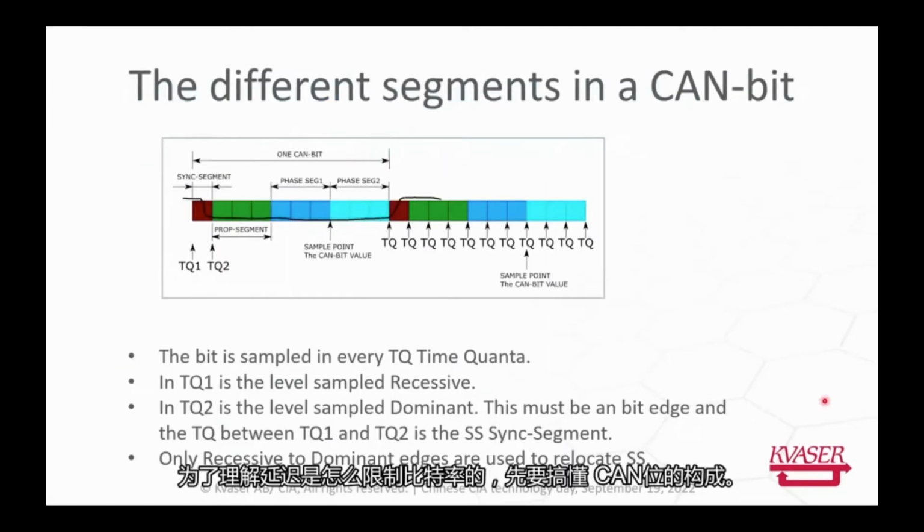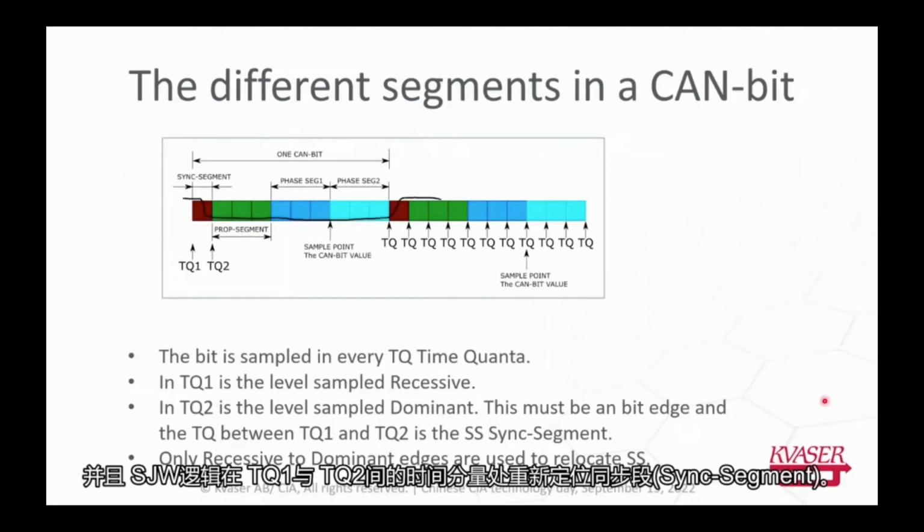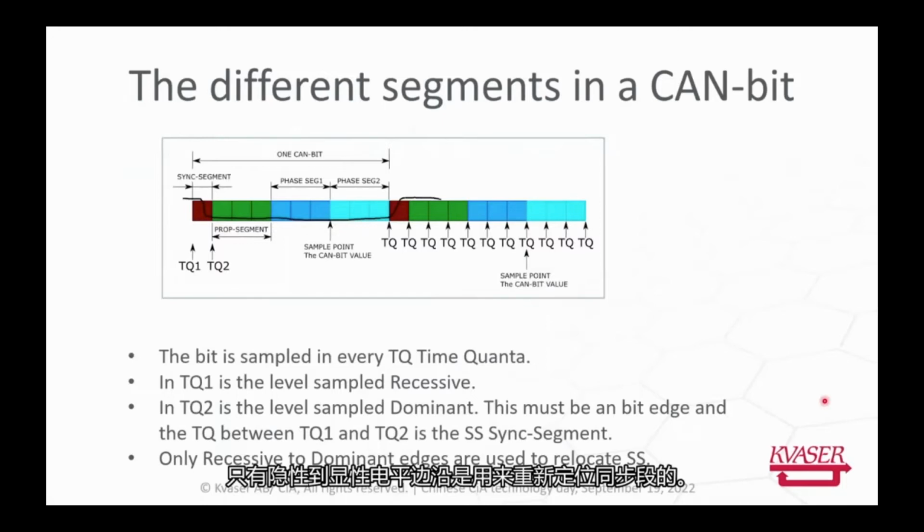To understand how delays will limit the bitrate, it is necessary to understand the CAN bit. The bit is sampled in every time quanta sample. In time quanta sample 1 the level sample is recessive, and in time quanta sample 2 the level sample is dominant, and there must be an edge between the two samples. And the CAN logger will relocate the SIG segment to the time quanta between TQ1 and TQ2. Only recessive to dominant edges are used to relocate the SIG segment.